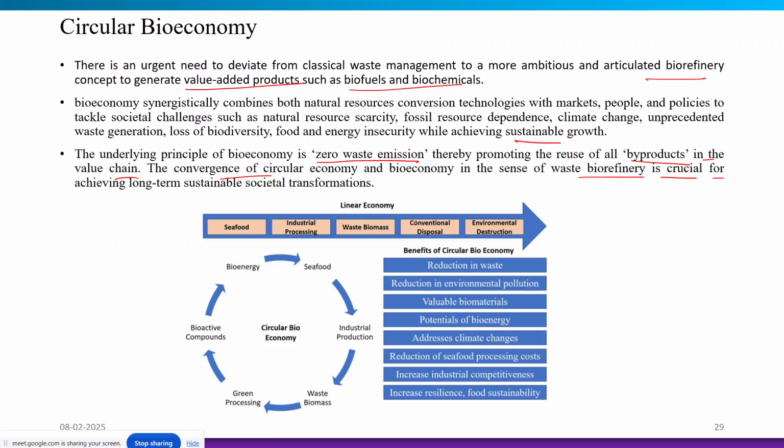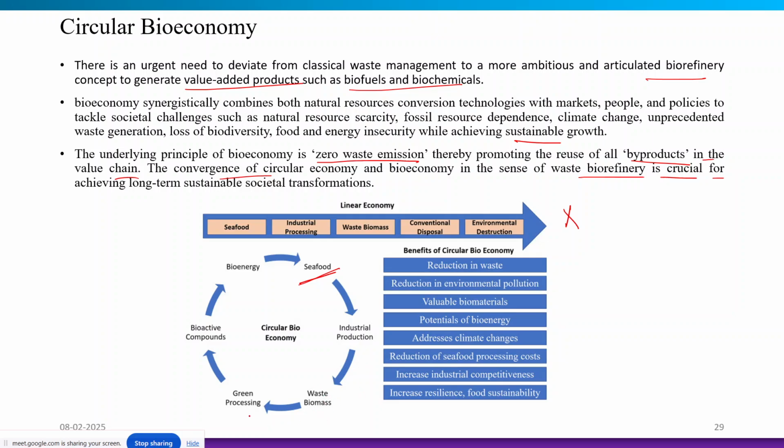There will be conversion and disposal of this waste biomass, and there will be environmental destruction out of the process. So this linear economy is not effective. So we are now proceeding towards the circular bioeconomy, where the waste biomass, or suppose here is the starting, seafood is processed through industrial production.